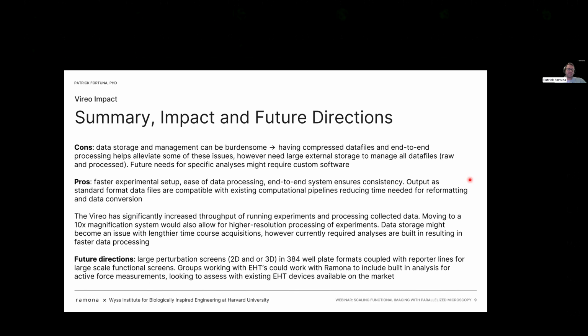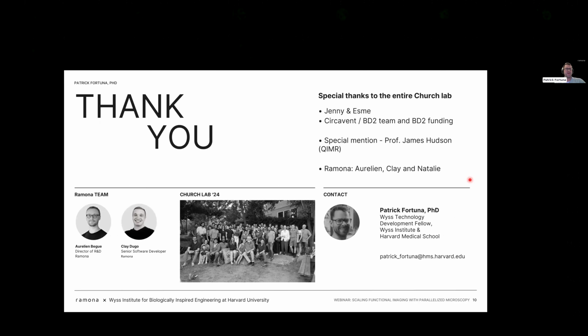And another thing I'd like to mention is that we're looking at assessing existing engineered heart tissue devices that are on the market, because a lot of teams also develop these and measure things like active force. So the Ramona team is looking at potentially trying to include that within the analysis package, in the software itself. So that's me and what I've been doing with cardiac organoids specifically.